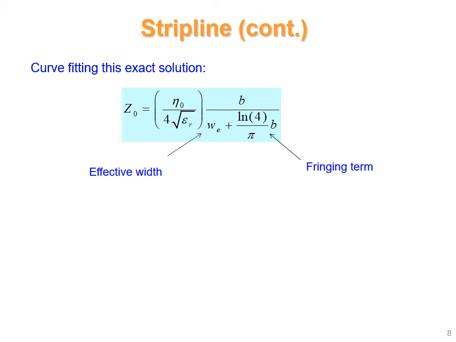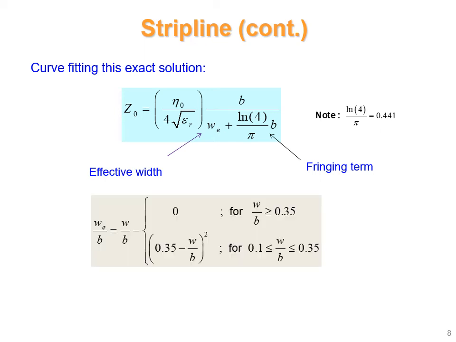But if you see the electric field and magnetic field distribution along with this W, there is the effect of fringing fields which are coming out. Because of this fringing field, the width appears to be larger, and that width we call the effective width. Similarly, to match these fringing fields, we have to include a fringing term, ln 4 divided by pi, multiplied by b. This ln 4 divided by pi is 0.441, so that we have to note down.